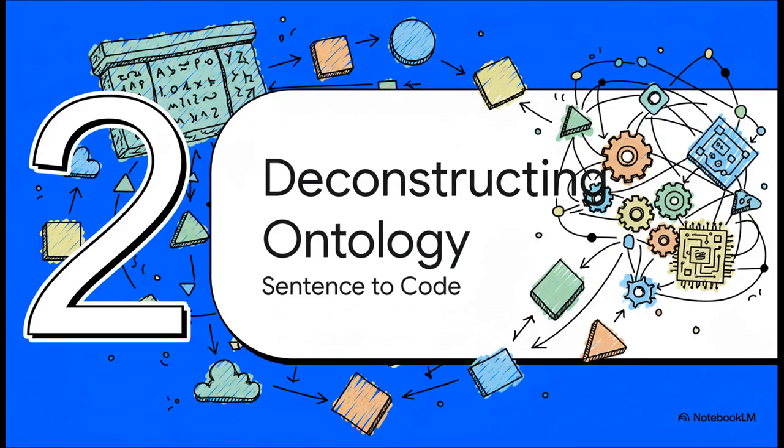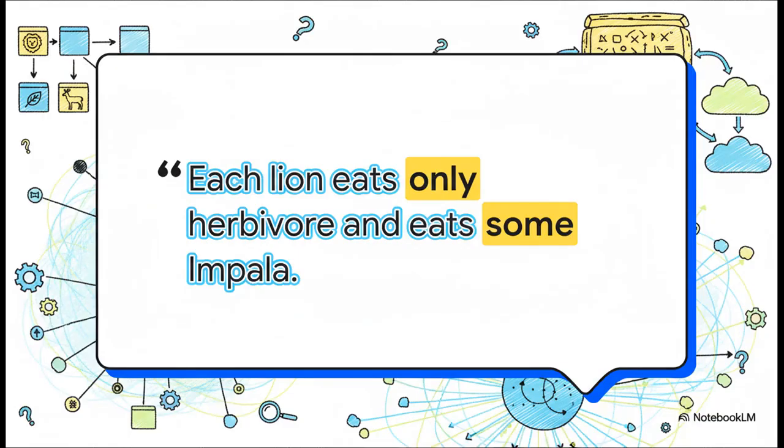So what does one of these digital rulebooks actually look like under the hood? Let's find out. In Section 2, we're going to deconstruct an ontology, and we'll do it by taking a simple English sentence and translating it all the way into code a computer can actually process. We're going to use this one simple fact from what's called the African wildlife ontology. Each lion eats only herbivore and eats some impala.